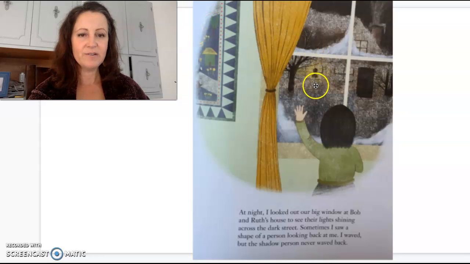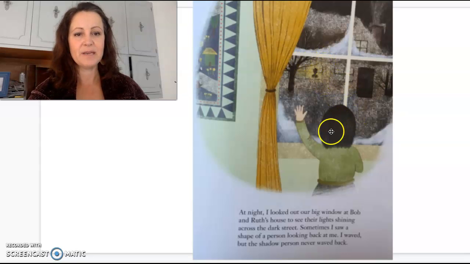If you peek in the window here, you can see the shadow person, the shape of that person looking back, who doesn't wave back at Pandau when she's waving her hand. All right, we're going to stop here today.